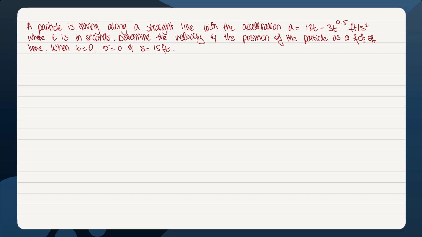Let us now look at another problem which also deals with the kinematics equations. A particle is moving along a straight line with the acceleration a equal to 12t minus 3t to the power 0.5, where t is in seconds. We're asked to determine the velocity and the position of the particle as a function of time, and we're given that when t is equal to 0, that's the base reference, v is equal to 0, and s is equal to 15 feet.